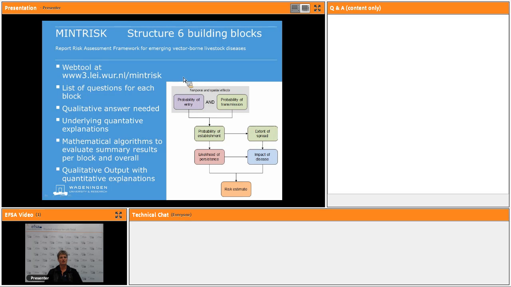The tool we developed is a web tool, and you see here the link to the web address. It works with a list of questions, and for each risk assessment block, several questions need to be addressed. Qualitative answers need to be given, but there's always an underlying explanation for these qualitative terms in a quantitative version. That means that we can also use real mathematical algorithms to evaluate the results, and always in the end we translate the quantitative solutions back into qualitative terms for ease of communication.